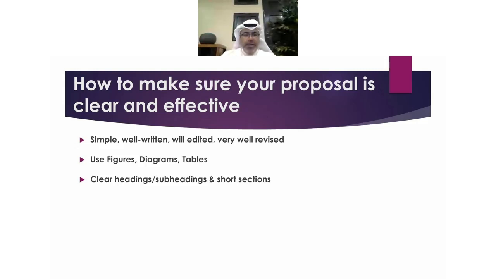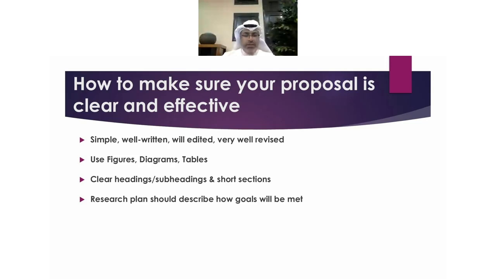So, for example, if you have a long methodology, in my field, usually we prepare material, then we characterize it, and then we test it for a certain application. I will divide the methodology. I don't keep it as 3 or 4 pages in one section. I will start with a heading, for example, methodology, and then a subheading, preparation or synthesis, and then another subheading, characterization, and then another subheading, for example, surface characterization and bulk characterization. Short sections are better understood by the reviewer.